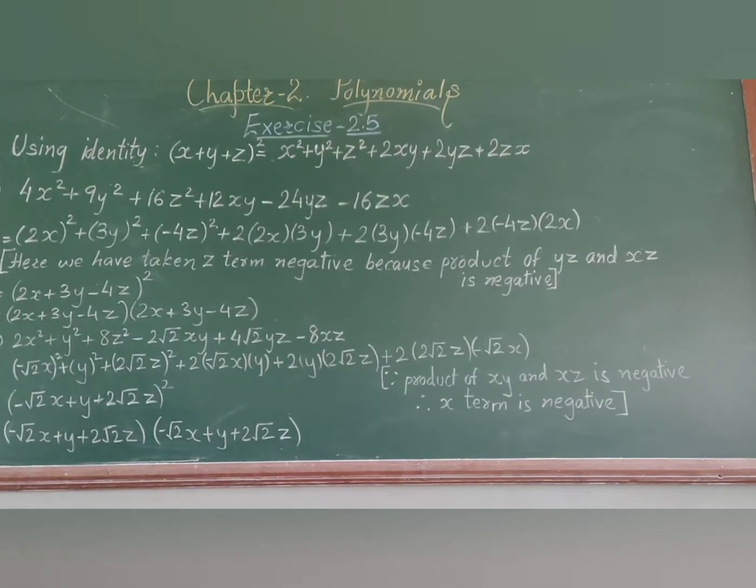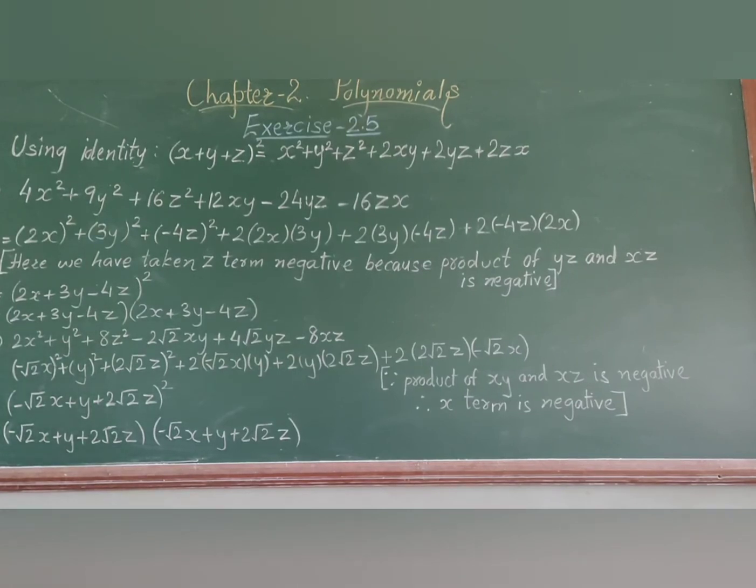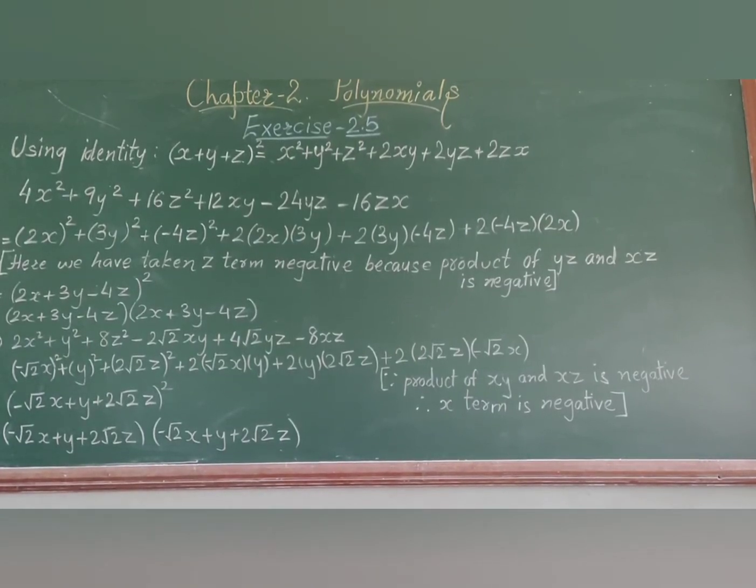Now question number 5. Factorize. Two questions for factorization are given. When we move from the right hand side to the left hand side of the identity, we use factorization, and when we move from the left hand side to the right hand side, we use expansion.